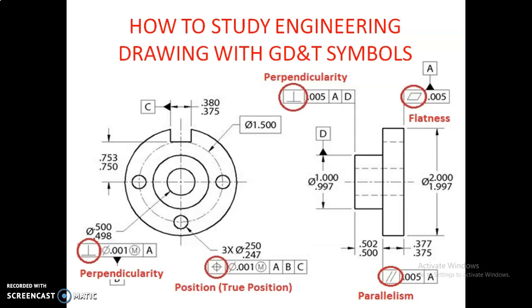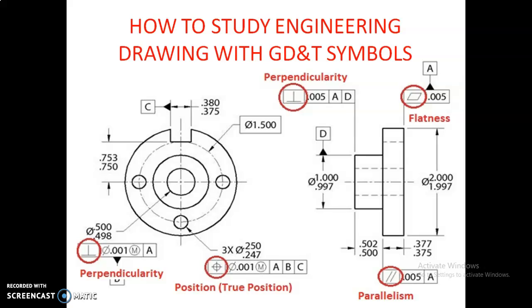How to study an engineering drawing with GD&T symbols. This is one drawing which I would like to show you, and this is a circle, and on the right hand side is the cut section view of this half circle. The outer diameter of the circle is 2 to 1.997, so it can vary from 2 to 1.997, and the dotted diameter is 1.5, and then another circle is of diameter 1 to 0.997, and the smallest circle is of diameter 0.5 to 0.498, and the three smallest circles are of diameter 0.25 to 0.247.